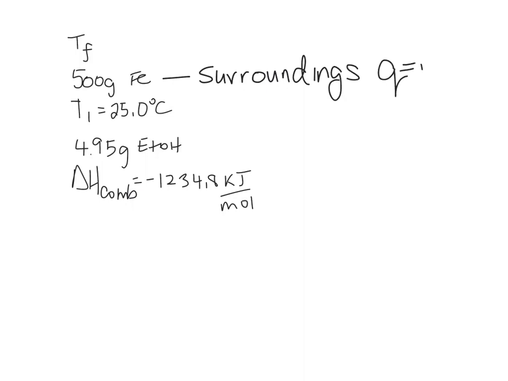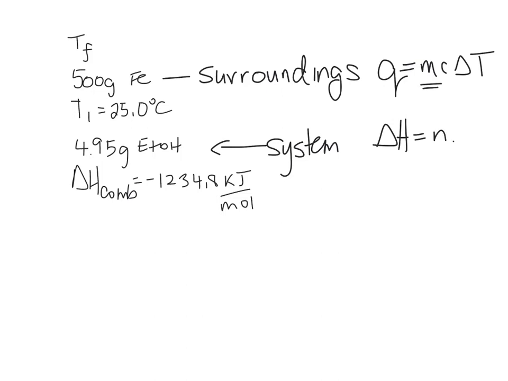So when you have Q equals mc delta T, the mass of iron is the mass in your Q. What is the system? What is causing the temperature change? The burning of ethanol. So that means that that is your system, and therefore you use this formula.